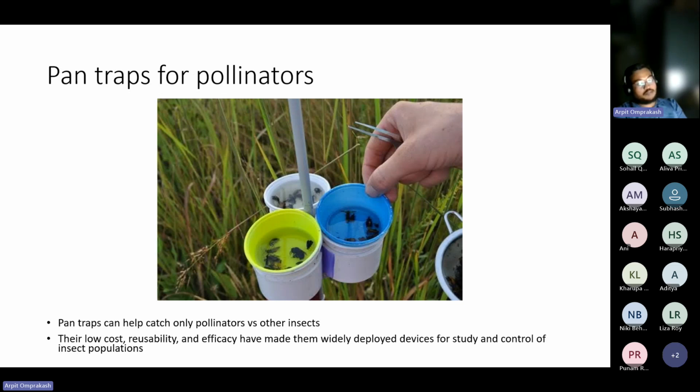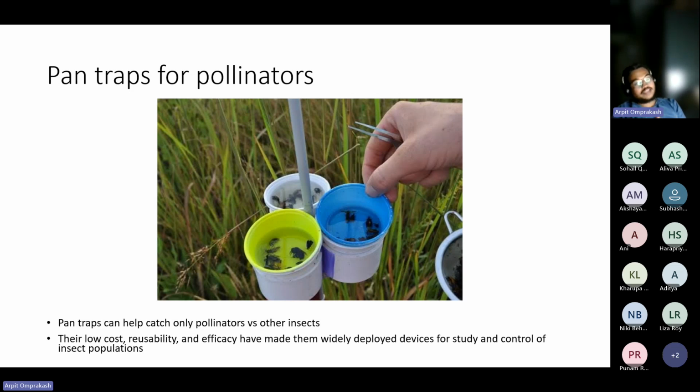Another important method of trapping insects is called pan traps, where, like pitfalls, you have these colorful boxes with a soap water solution. The soap water solution reduces the surface tension of water so that insects can't land on it. If they try to land on it, they go inside and drown.